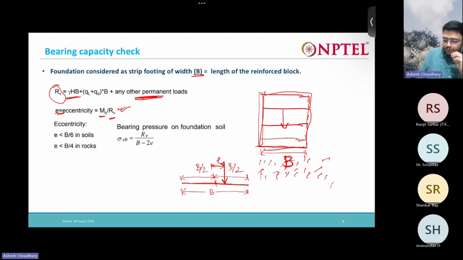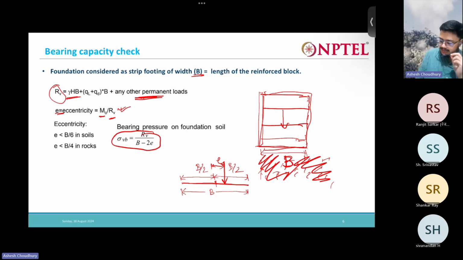Then after that we have to calculate the bearing pressure that is acting on the foundation soil. So how will we find that out? We will use Meyerhof's relation, V by B minus 2e.